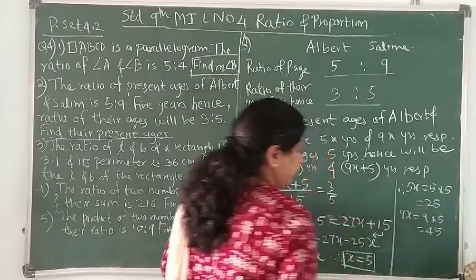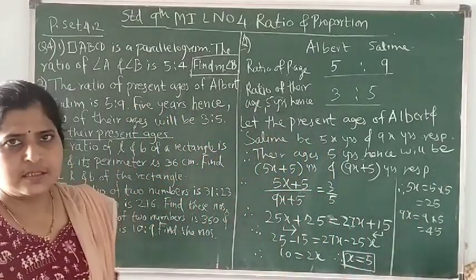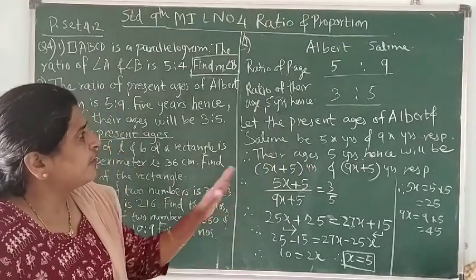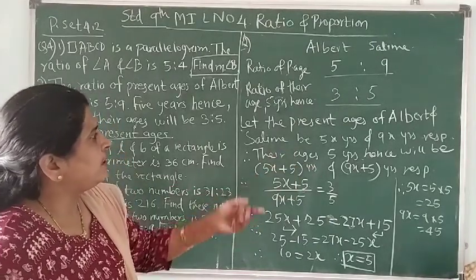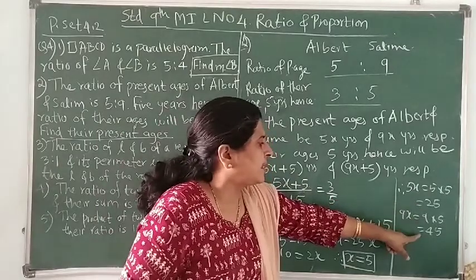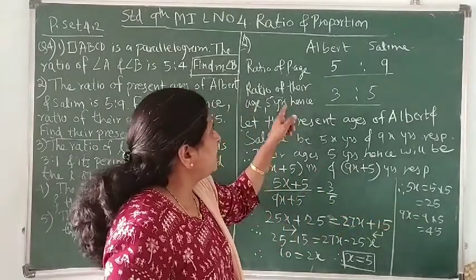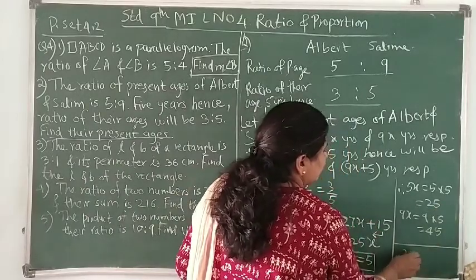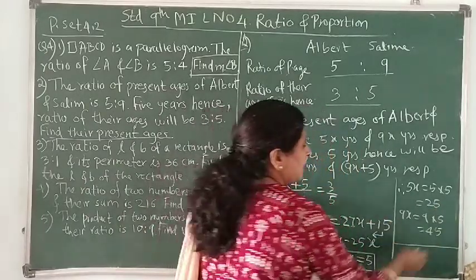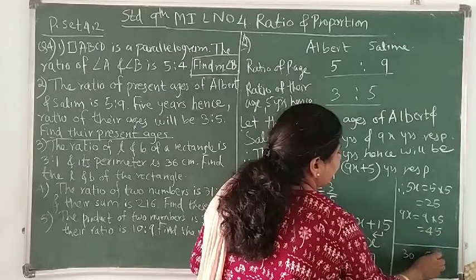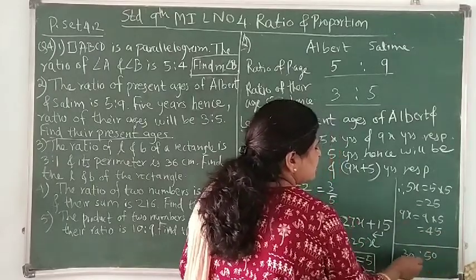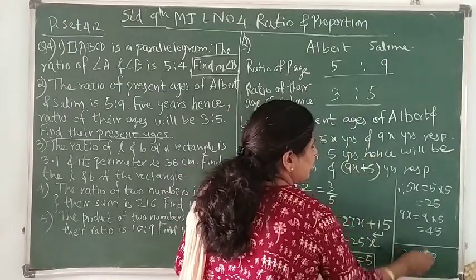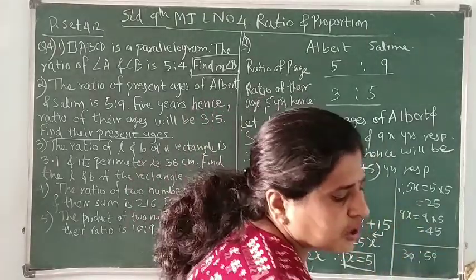Certainly we can verify these answers. As we have got their ages, we can verify this answer. These are the present ages of Albert and Salim. After 5 years, what will happen? This 25 will change to 30, 25 plus 5 is 30. And 45 plus 5 will change to 50 years. And then the ratio of these 2 ages is going to be 3:5. If you remove the 0s, you get that ratio 3:5. So your answer is correct.